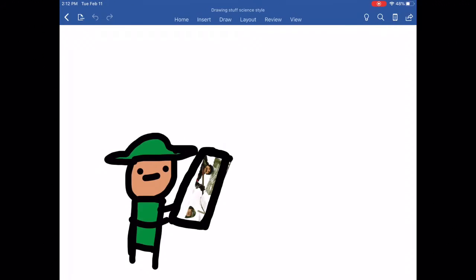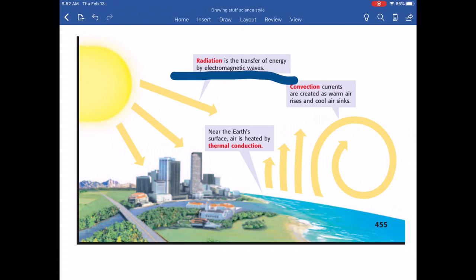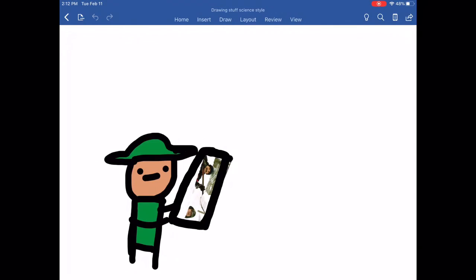That's lovely and all, but what about atmospheric heating and energy transfer? That's this. Thermal conduction is near the Earth's surface, when the air is heated. Convection currents are created as warm air rises and cooler air sinks, making a circle. And radiation is the transfer of energy by electromagnetic waves. Well, hey, you learn something new every day.